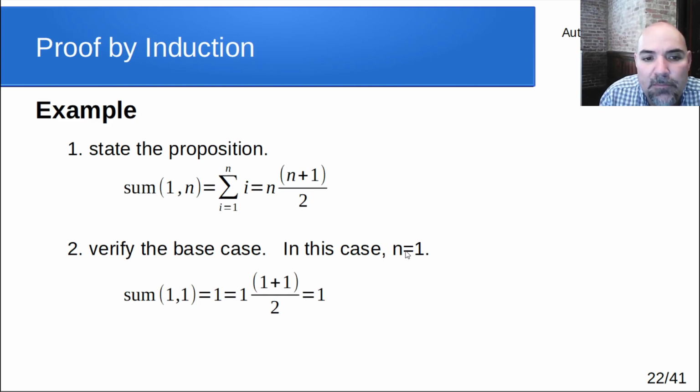Now, let's verify the base case. Let's put n at 1. If we put n at 1, the sum from 1 to 1 is just 1. We're just adding 1 plus nothing else. And we're claiming that's equal to, let's plug 1 into this formula. So 1 times 1 plus 1 over 2. 1 plus 1 is 2, 2 over 2 is 1, 1 times 1 is 1. So 1 is equal to 1. It worked out in the base case, so we have verified the base case to be true when we plugged in 1 for n.